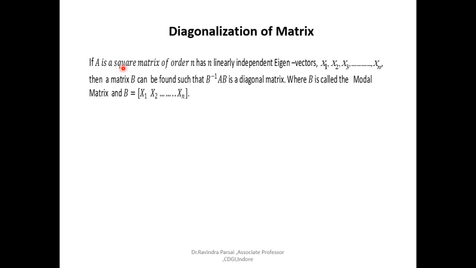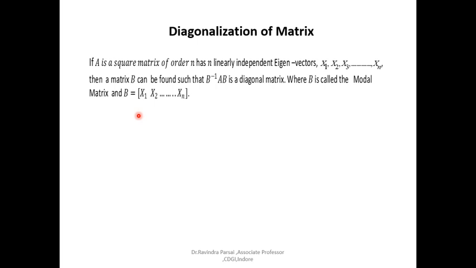If A is a square matrix of order n, has n linearly independent eigenvectors x1, x2, x3, ..., xn, then a matrix B can be found such that B inverse AB is a diagonal matrix, where B is called the modal matrix and B is designed with the help of eigenvectors of a given square matrix. Since we have already seen in the previous lecture how we find eigenvectors, just like that we will see its application, how a square matrix is said to be diagonalizable.